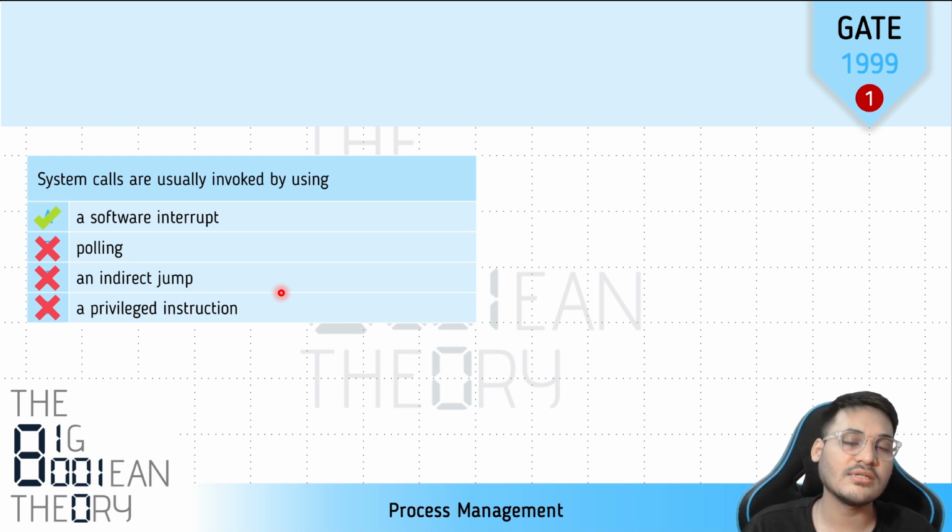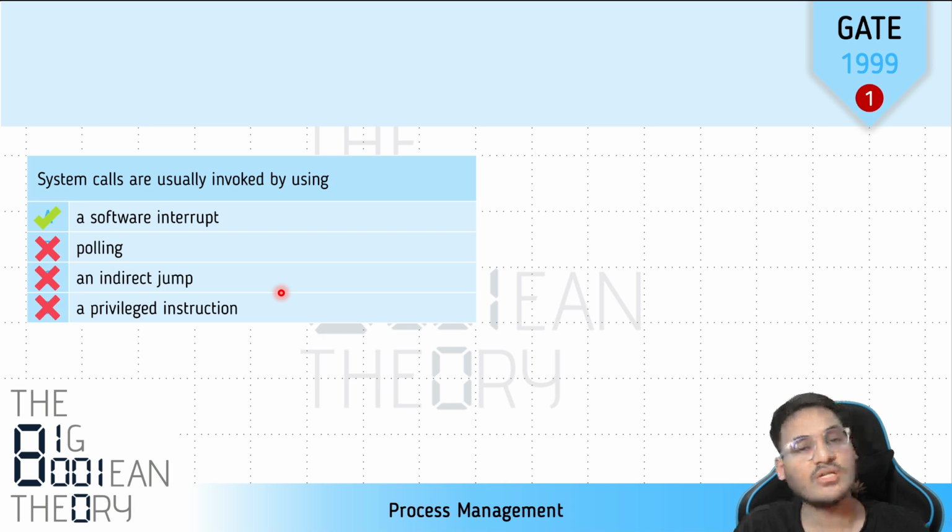So first of all, let's understand what is a direct jump. A direct jump is basically a jump instruction where the address of the location, the destination address, is already known. For example, jump to address 100. Such an instruction is called a direct jump. Here we already know the destination address, that is 100, right?